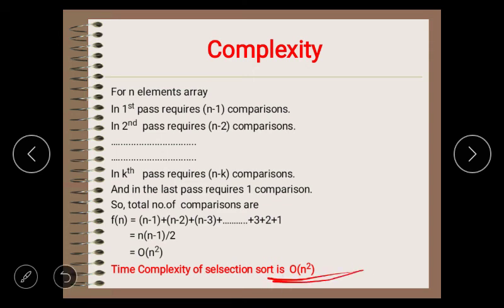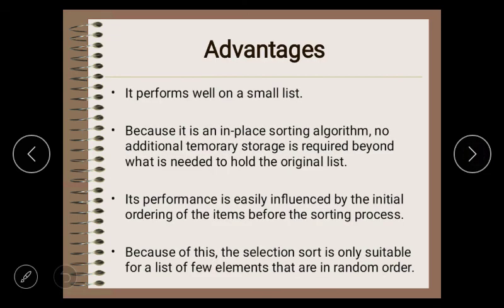Now we will discuss the advantages of this selection sort algorithm. It performs well on a small list because it is an in-place sorting algorithm. That means no additional temporary storage is required beyond what is needed to hold the original list. Its performance is easily affected by the initial ordering of the items before the sorting process. Because of this, selection sort is only suitable for a list of few elements that are in random order.